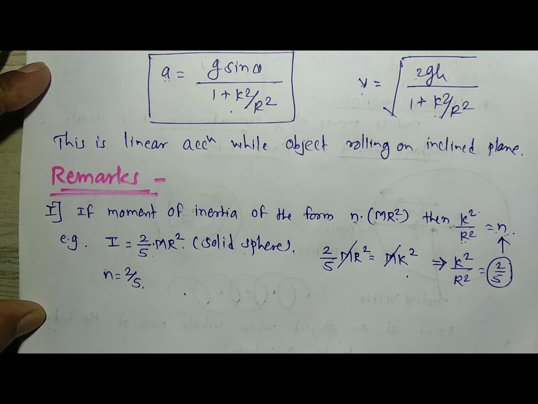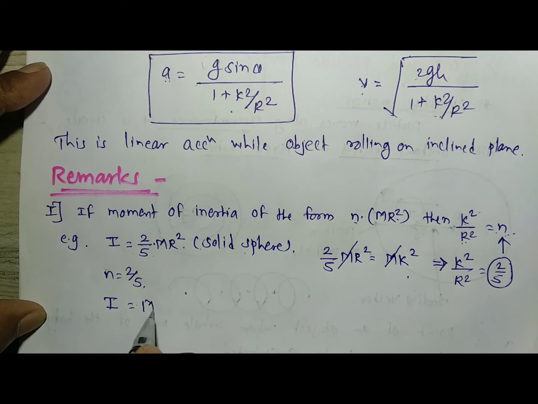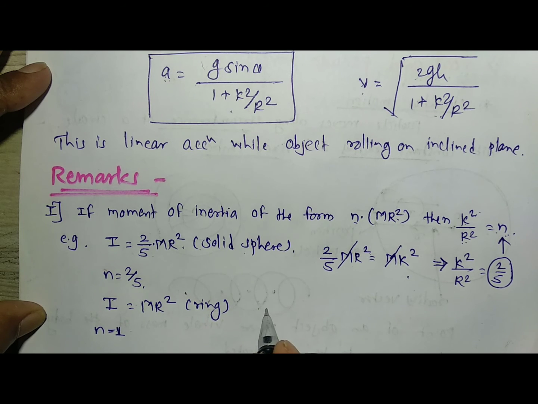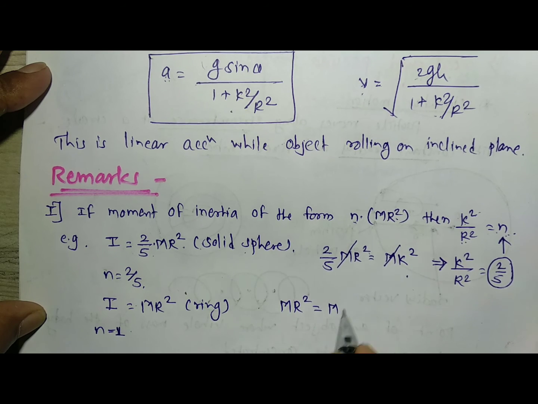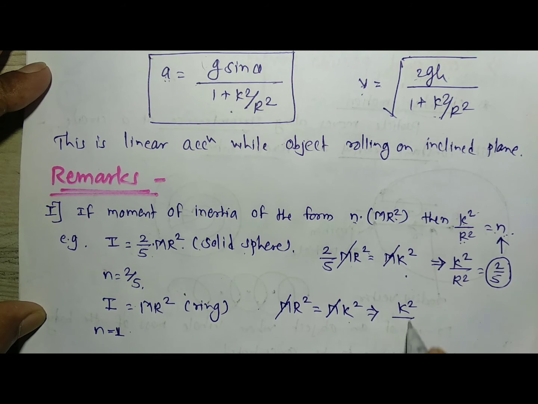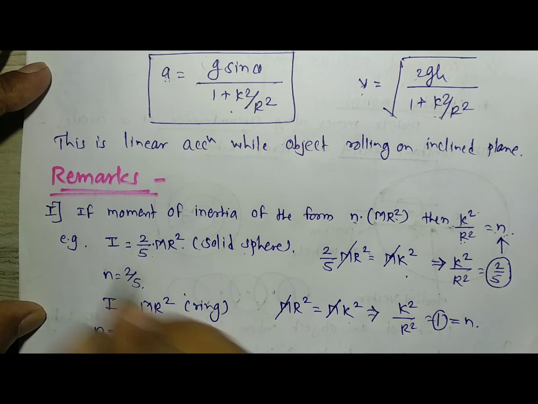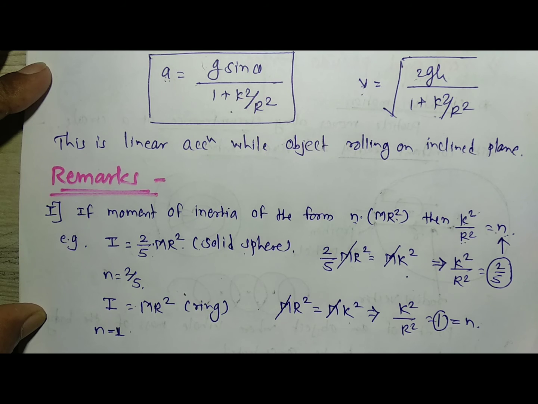For a ring, we know that I is equal to mr square, and here n is nothing but 1. N is equal to 1, and therefore mr square is equal to mk square, and m is cancelled, r square is taken to the denominator, so you will get k square divided by r square is equal to 1. That means 1 is nothing but your n, and this is your first remark related to that one.